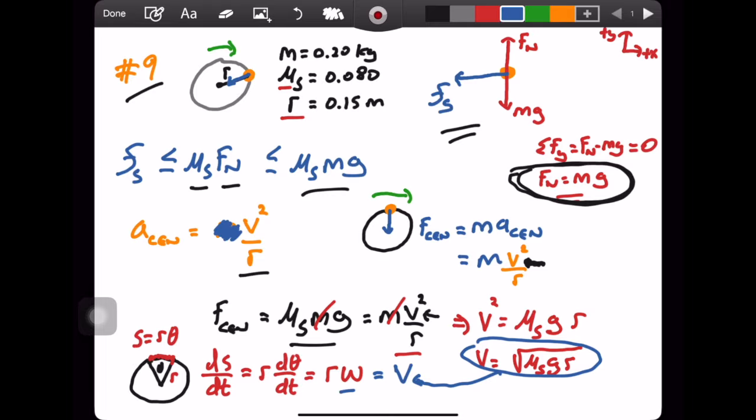And then just to close, I showed how this linear velocity v is related to the angular velocity omega, so you can translate between one or the other based on how the question is posed. Hope you found this useful. This concludes question number 9 from problem set number 4.